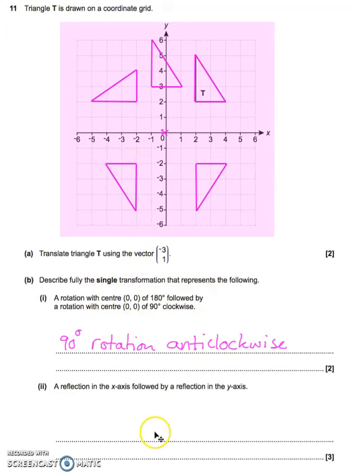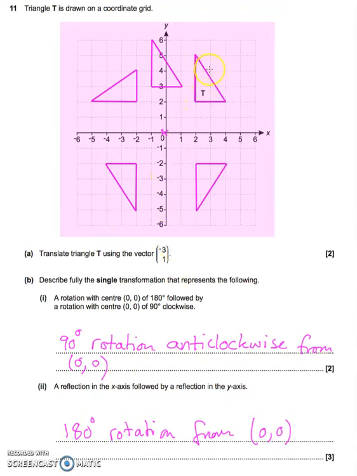So the information that we would write in the space below is that it is a 180 degree rotation from 0, 0. Well, that's one bit of information I did forget actually from the first part of the question. We did need to make sure that you put from 0, 0 to make sure that you've covered all your bases. So this second one is 180 degrees rotation from 0, 0.